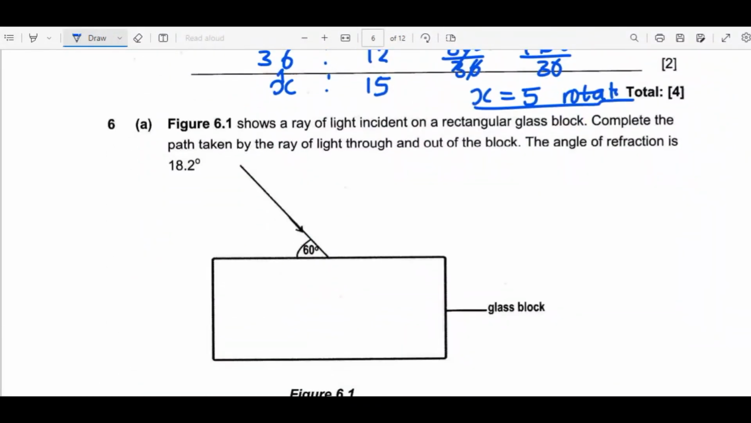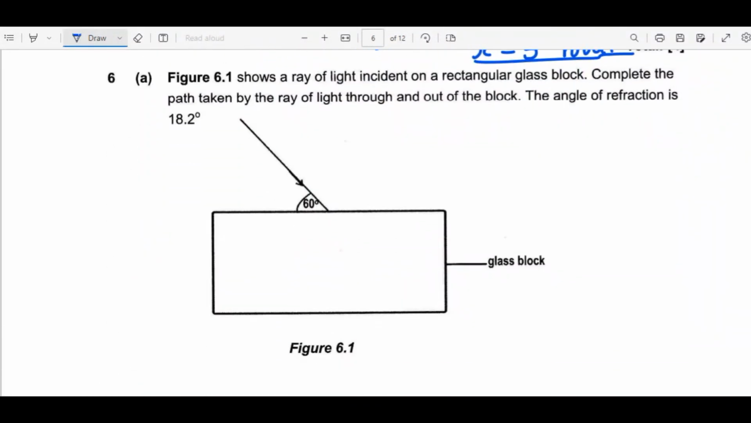We move on to question 6. Figure 6.1 shows a ray of light incident on a rectangular glass block. Complete the path taken by the ray of light through and out of the block. The angle of refraction is 18.2 degrees. So the first thing, whenever you're told to complete, is to draw our normal ray since it was not given. Make sure that the normal ray is perpendicular to the refracting surface. So we have the normal ray.